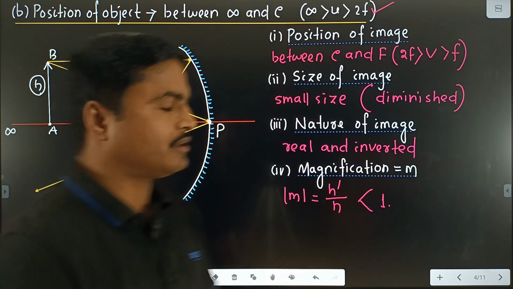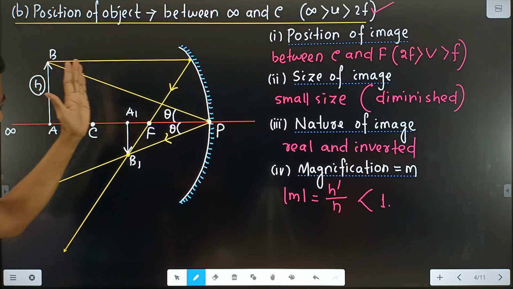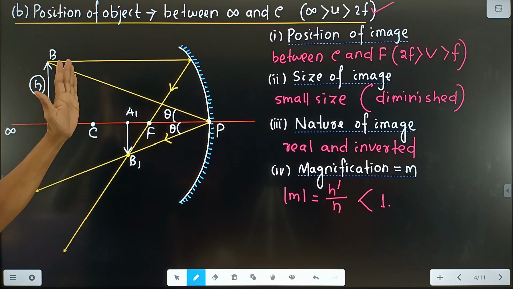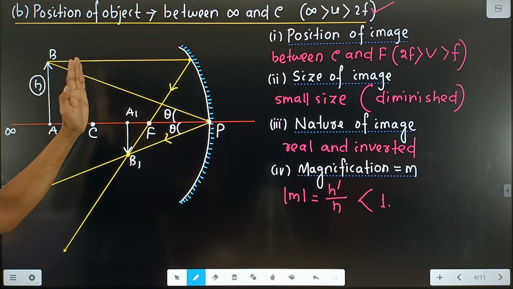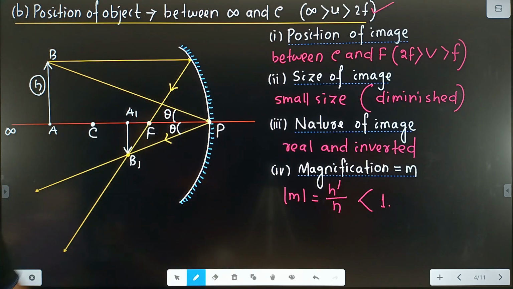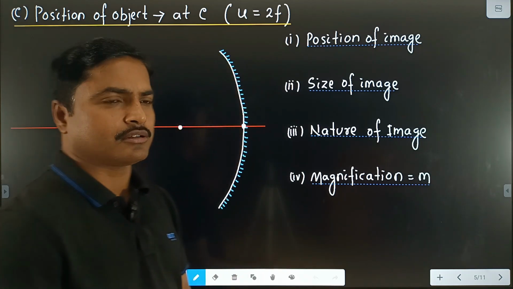Similarly, again, if we move the object again towards the concave mirror, this is the next position. This one is the next position of the object. That means the object is situated at the center of curvature. If the object is situated at the center of curvature, then what happens?